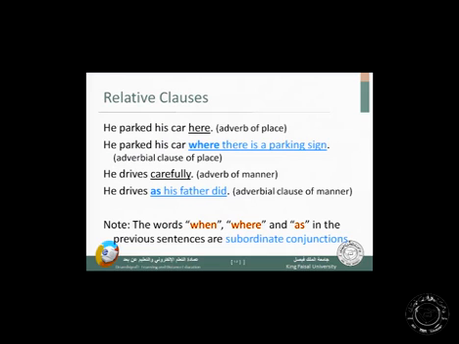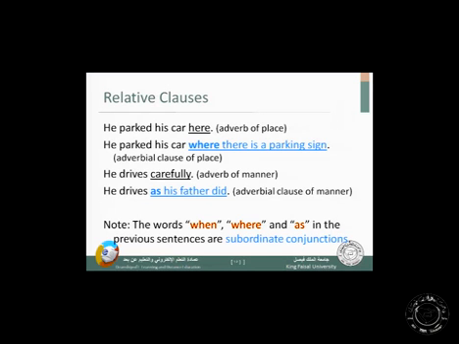Okay, let's look at another example. He parked his car here. Here we have an adverb of place, which is here. We can also say he parked his car where there is a parking sign. So this subordinate clause gives us an idea about place as well. So where did he park his car? He parked it where there is a parking sign. So this subordinate clause is also an adverbial clause of place.